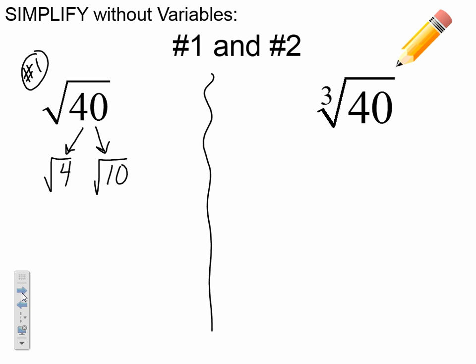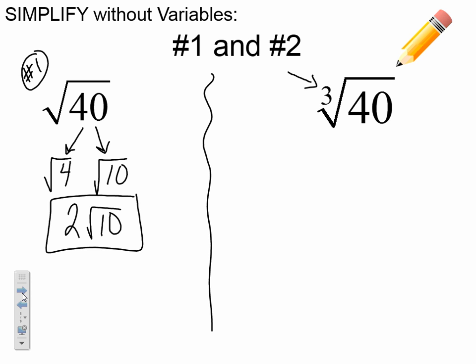So when I simplify the square root of 4, I get a 2. When I simplify the square root of 10, that stays. And here we go, the final simplified answer for the square root of 40. You worked on those in geometry. You also did them again earlier this year, but now it's time to go to other types of roots. Notice on example 2, the index is now a 3. That means this is a cube root.